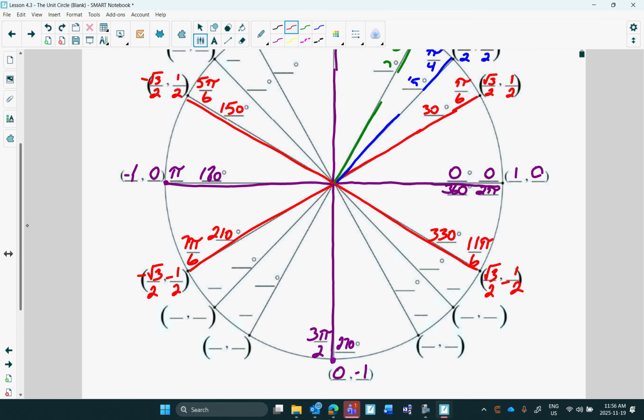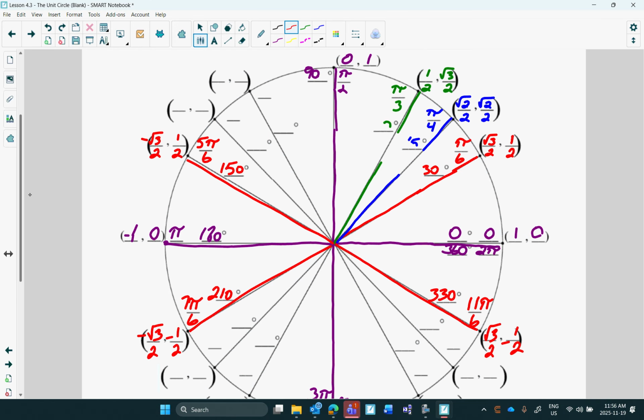The next family is the 45 degree family, or the pi over 4 family.